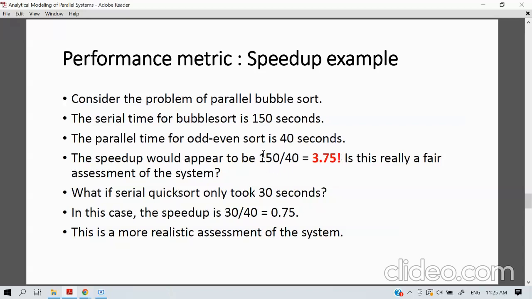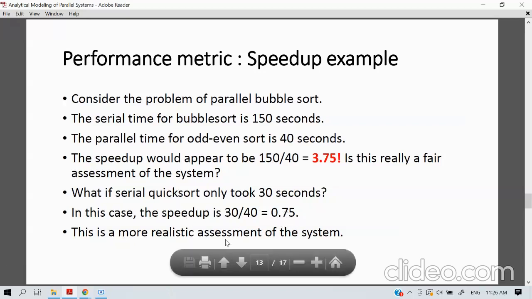Nanti confirm lah sequential yang kalah sebab dia took longer time compared to the parallel time. Okay. What if serial quick sort only took 30 second? Baru fair nak compare. So dia kata tadi quick sort 30 second dibagi 30 over 50. So the speed up is 0.75.